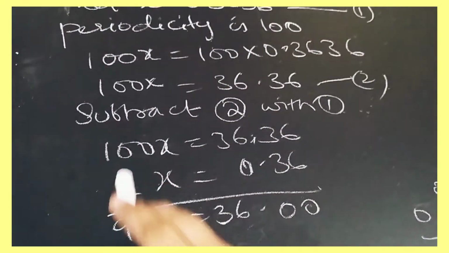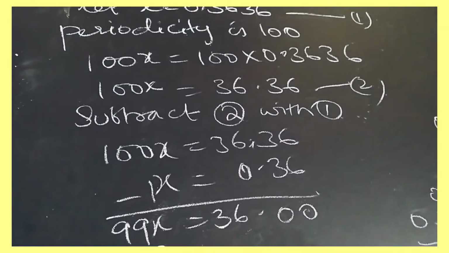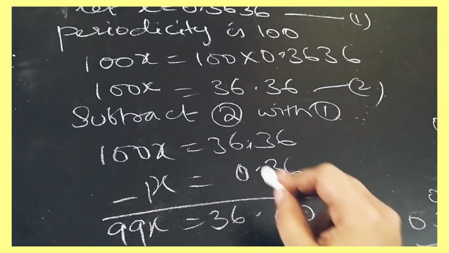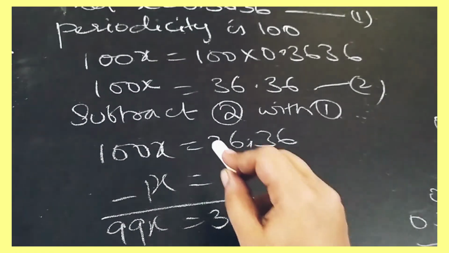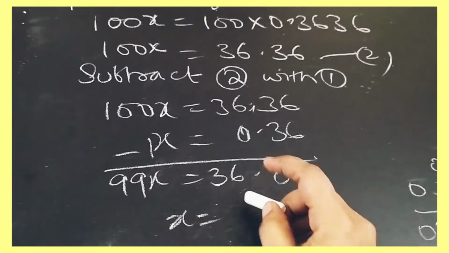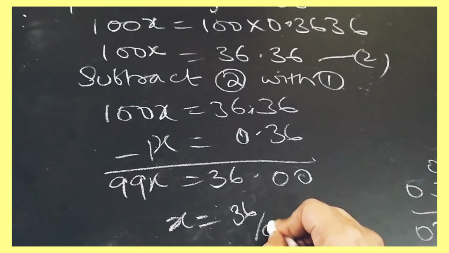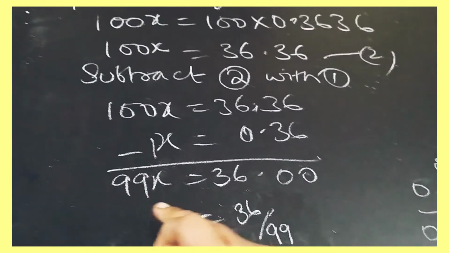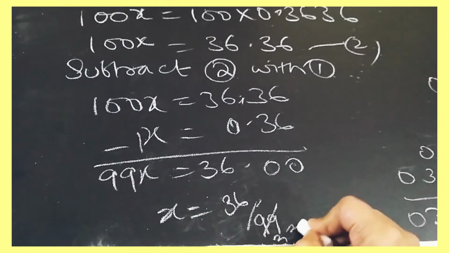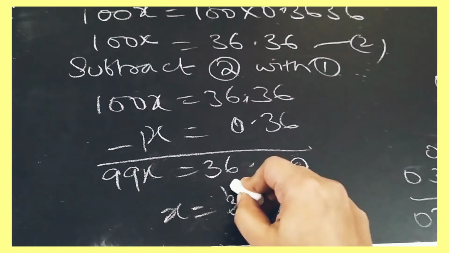So here 100 minus 1, here 1 is there now, 100 minus 1 is 99, and x you have to take here. 6 minus 6 is 0, 3 minus 3 is 0, 6 minus 0 is 6, 3. Okay, so what you have to do, x is equal to 36 by 99. This 99 you have to write here. Now 3 3s are 9, 3 3s are 9. Okay, it is 33.